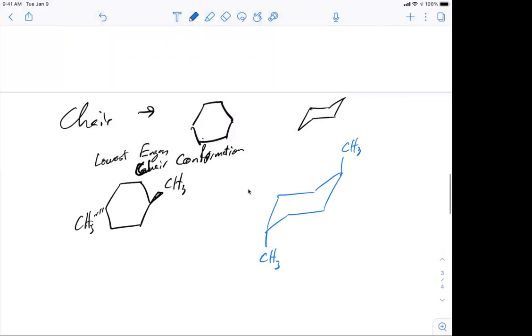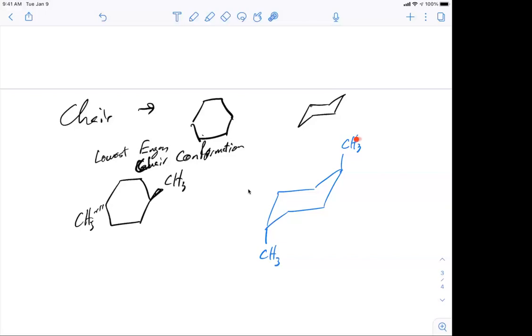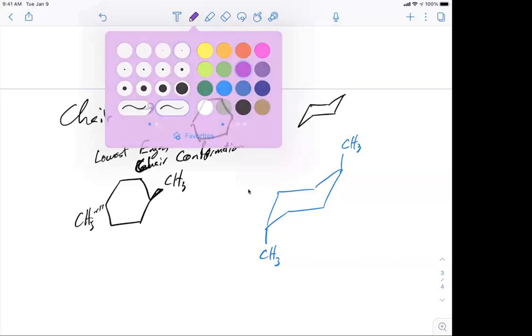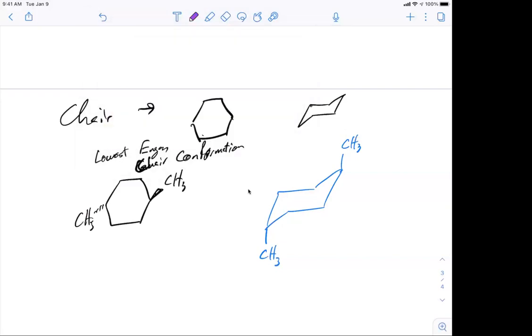This methyl is obviously going up, and this methyl is obviously going down. But then I need to think about the fact that this was asking for the lowest energy. What position are my methyls in? Well, this is an axial position. So if we think about that being my axis, axial positions will be lined up with that axis.